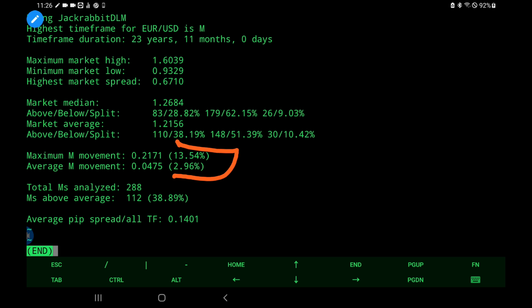2,171 pips, maximum monthly movement. This literally means 13% of the entire market moved in one huge month. That is devastating. That is where you are going to take stop losses.